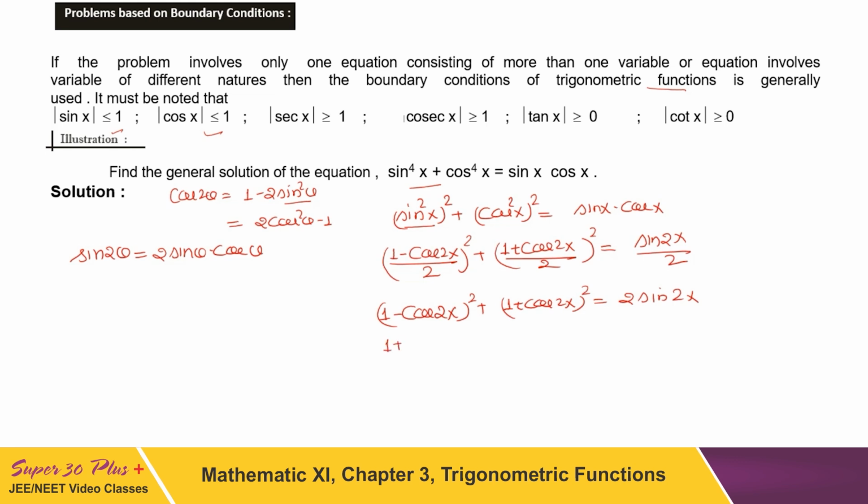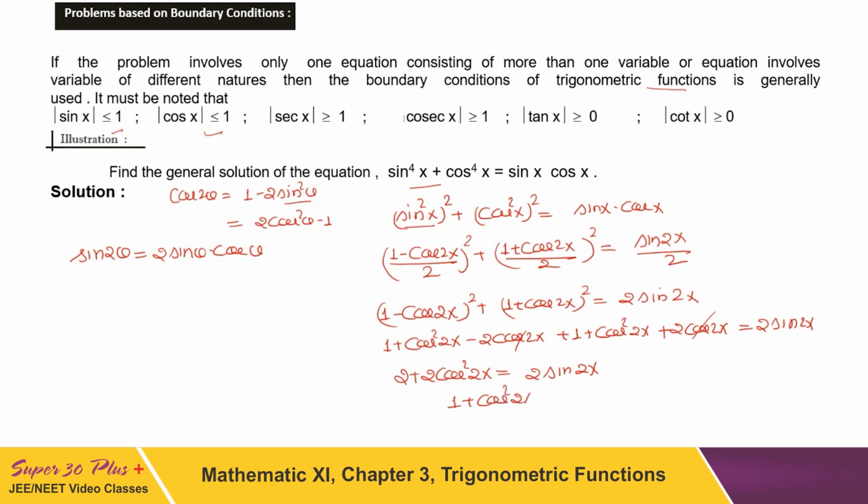It is 1 plus cos square 2x minus 2 cos 2x plus 1 plus cos square 2x minus 2 cos 2x is equal to 2 sin 2x. Now the terms cancel out, because one is a plus sign and the other is a minus sign. Now it will become 2 plus 2 cos square 2x is equal to 2 sin 2x. Now simplify it. 1 plus cos square 2x is equal to sin 2x.